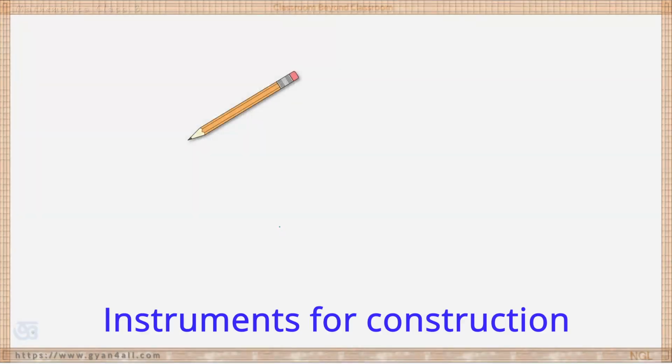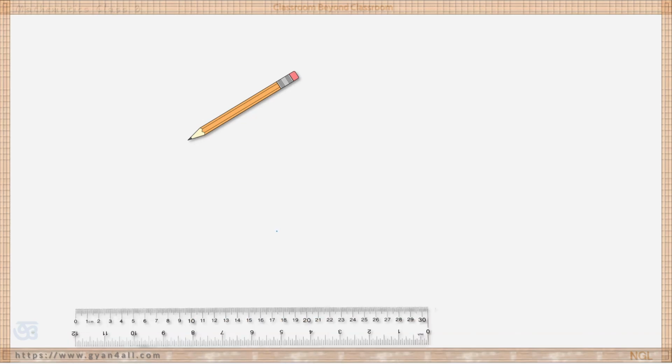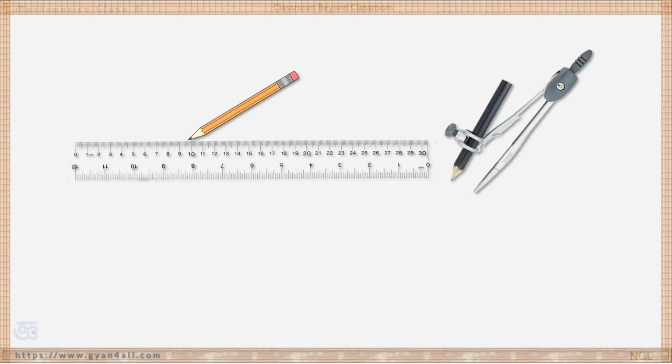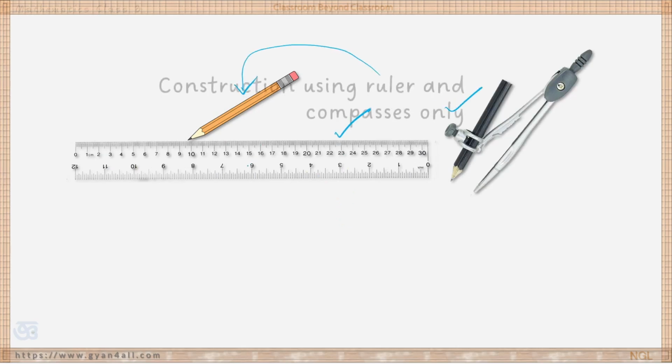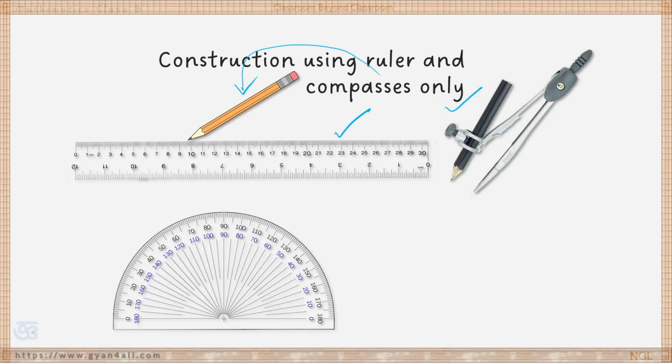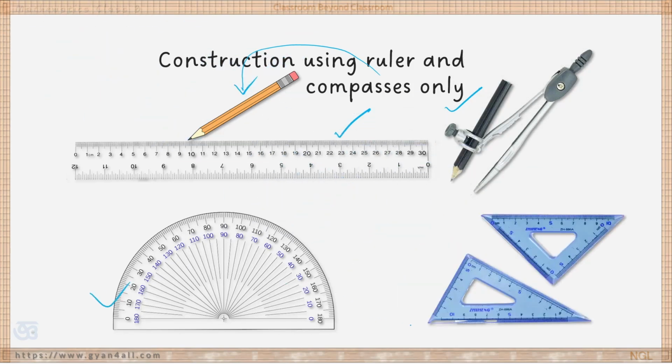The basic instrument required for construction of any geometrical figure is a pencil, and next comes the ruler. And today we'll learn how to construct geometrical figures with the help of a ruler and a compass, and of course with the help of a pencil. So construction using ruler and compasses only. There are other instruments also, like a protractor and a set square.